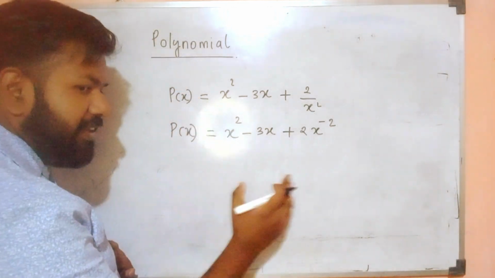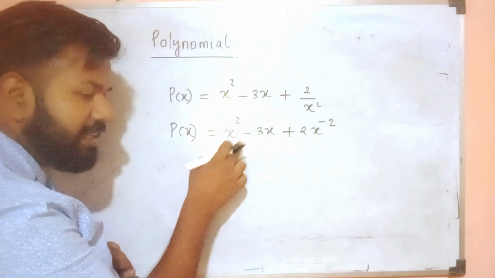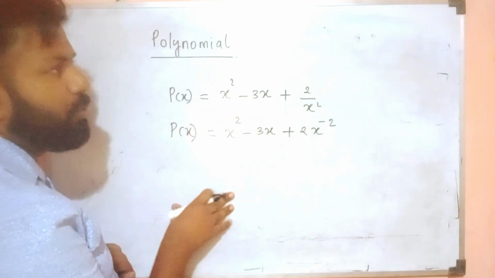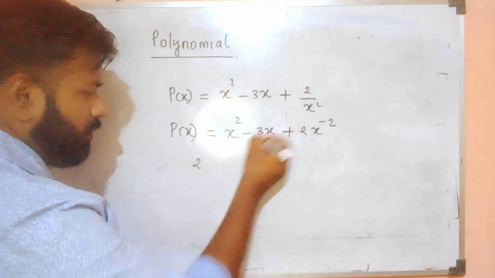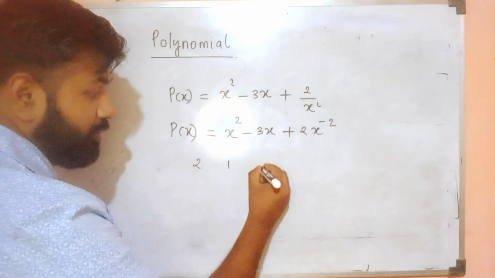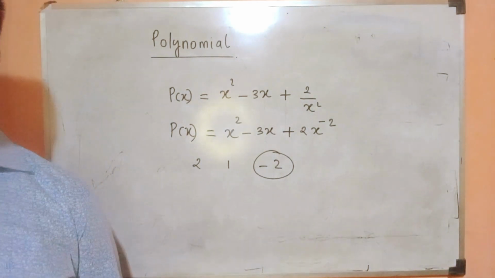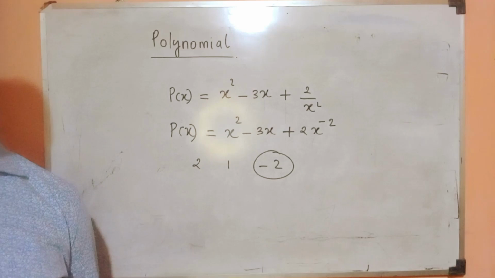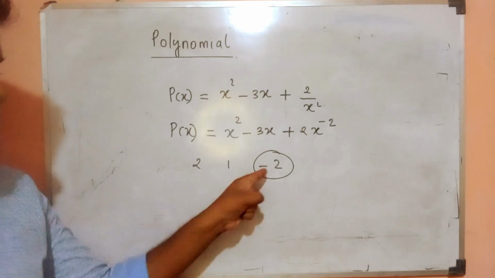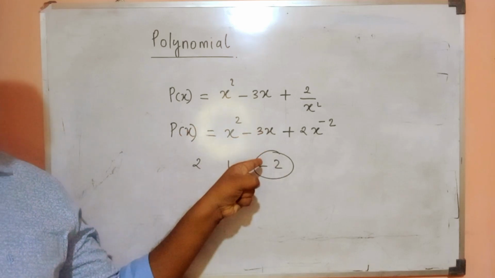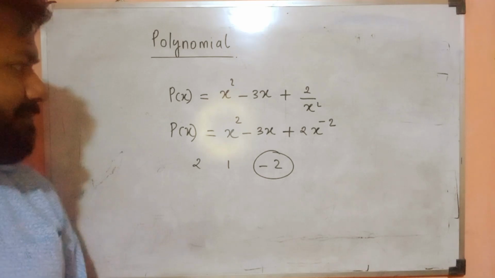Now look at the exponents of the variable. Since we have only one variable here, that is x, what are the exponents in this algebraic function? 2, here 1. What about this one? Minus 2. I already told you that in a polynomial, the exponent cannot be negative. At the same time, the exponents cannot be fractions as well. So since this exponent is negative here, this p(x) cannot be a polynomial.